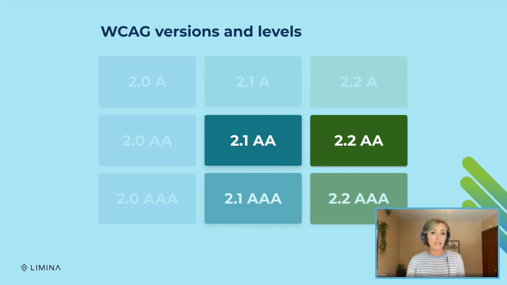Currently, the Presidential Executive Order sets WCAG 2.1 AA as the standard and level for federal agencies. But states like Colorado have gone beyond to set WCAG 2.2 AA, or AA of the latest version of WCAG, as the minimum standard for compliance.